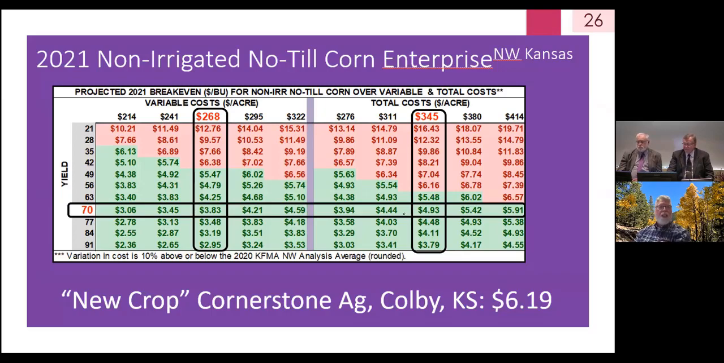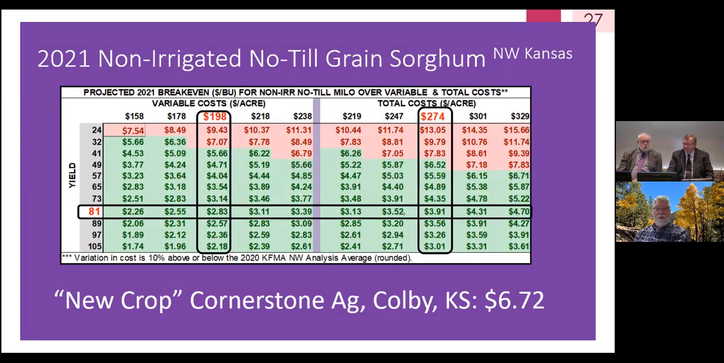Dan, you can pop ahead. Let's look at the Milo, or the grain sorghum. I at least titled it correctly. I still say it wrong.